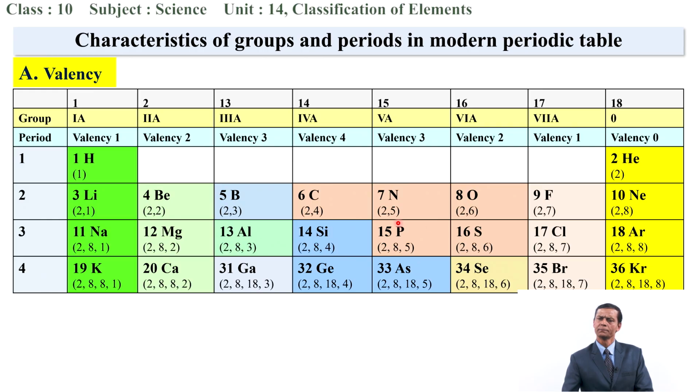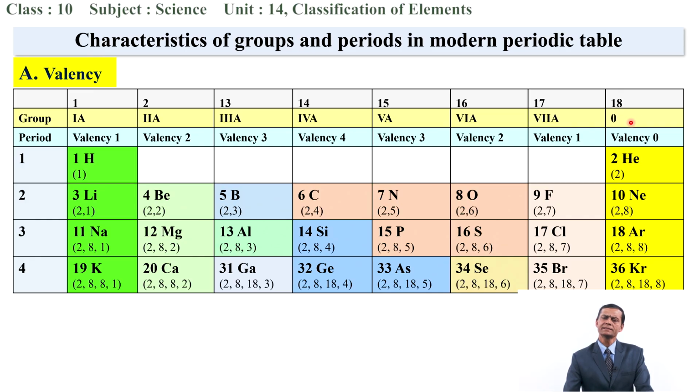Look at your group 5, valency 3. Why? The last shell contains 5 electrons. So they have a tendency to gain 3 electrons, isn't it? Gain or share 3 electrons. So valency 3. Similarly, group 6 or group 16 has valency 2. That means they gain 2 electrons because their valence shell contains 6 electrons. Look at here, oxygen, sulfur. The valence shell contains 6 electrons. So to make an octet, they gain 2 electrons. Similarly, in group 17 or group 7A, valency is 1 because their valence shell contains 7 electrons. 7 electrons means they gain 1 electron to complete the octet.